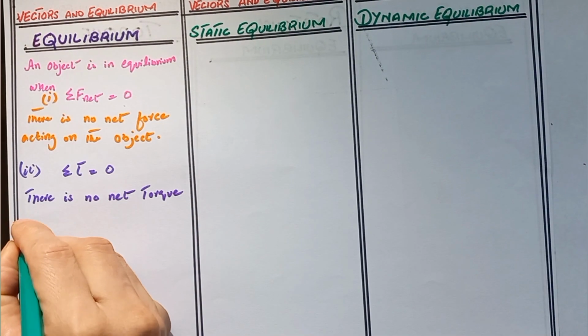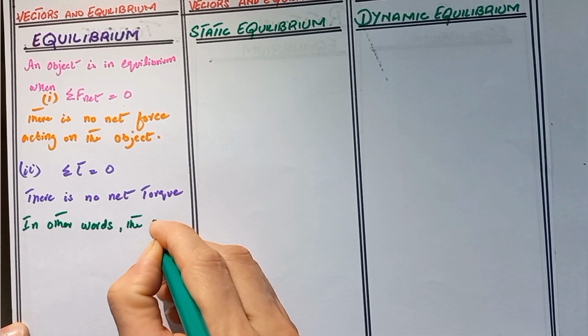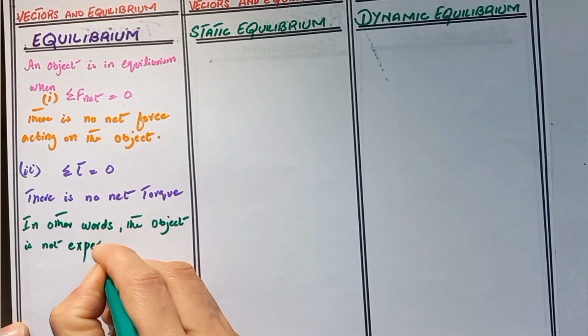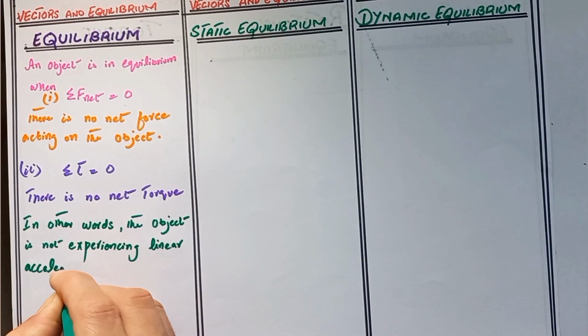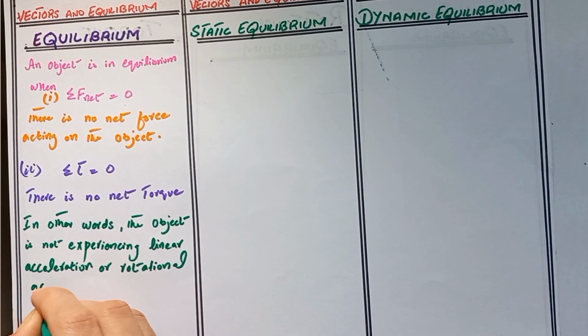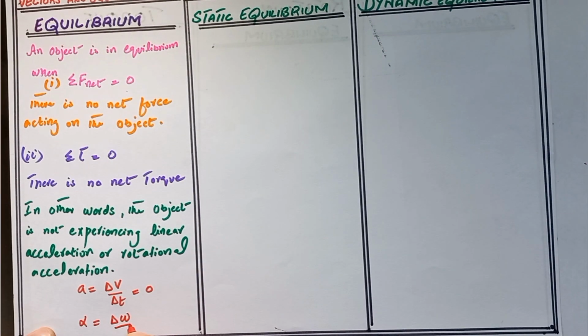In other words, the object is not experiencing linear acceleration or rotational acceleration. So here we write that if linear velocity is constant, then acceleration is 0, and if angular velocity is constant, then angular acceleration is also 0.